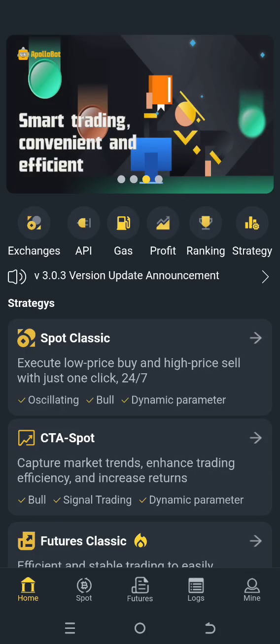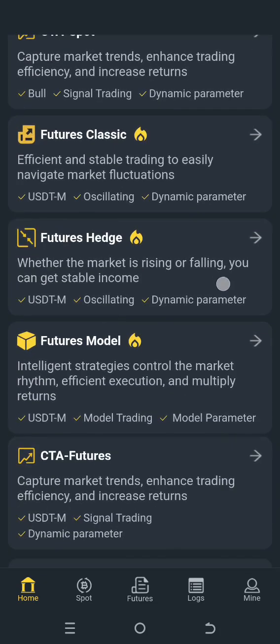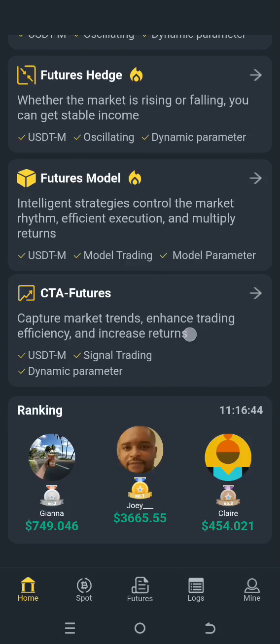Guys, I want to show you this amazing setting in Apollo features hedge strategy.